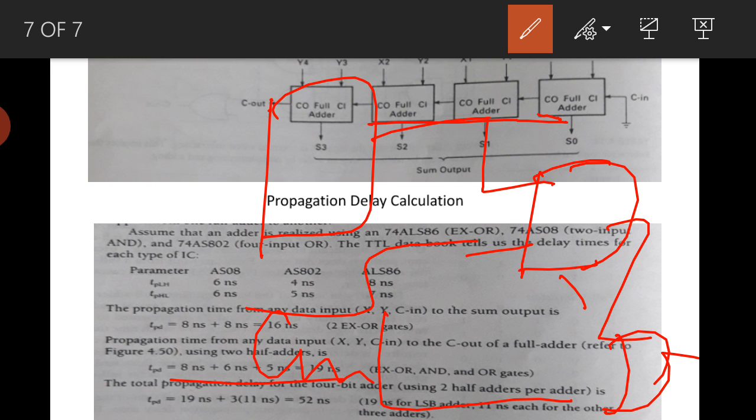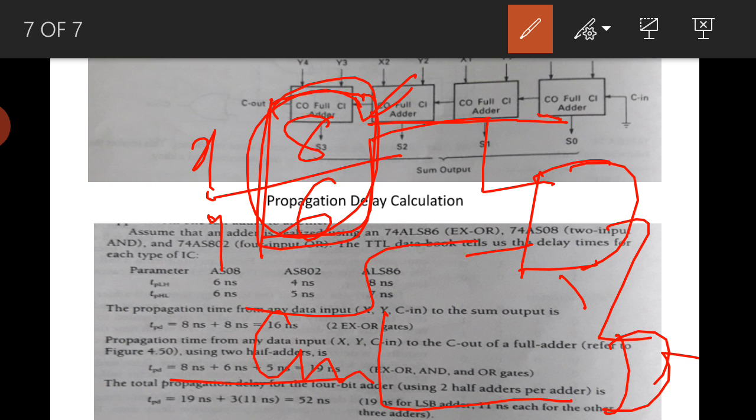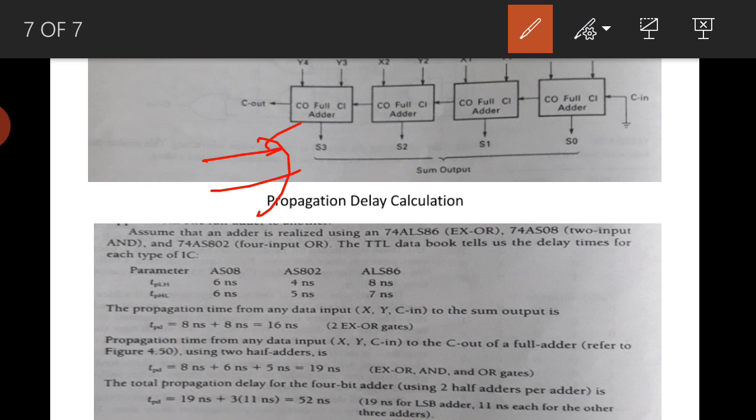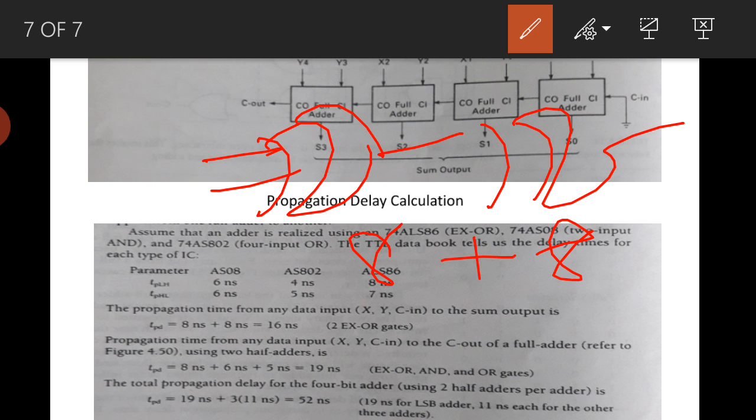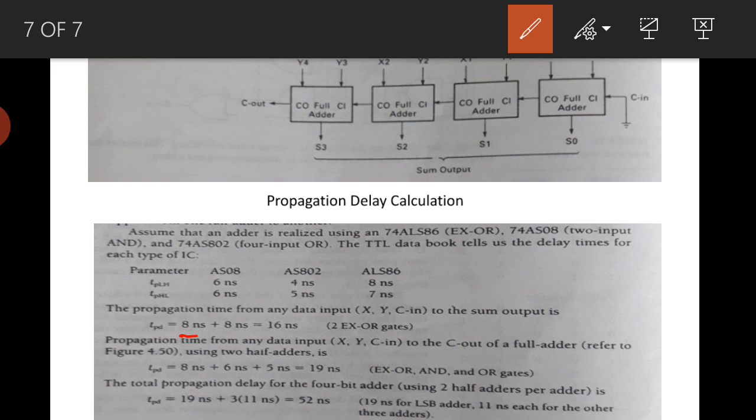Among the XOR and AND gates, which is the maximum? If it is 8 and 6, which is the maximum? 8, so I will consider 8. When both are in parallel, I am giving the same input, so 8 will be the maximum. When both are in parallel, I need to consider the maximum. When it is in series, I need to add, as I added previously for the XORs, 8 plus 8 in series.